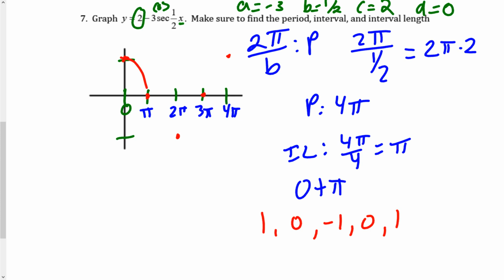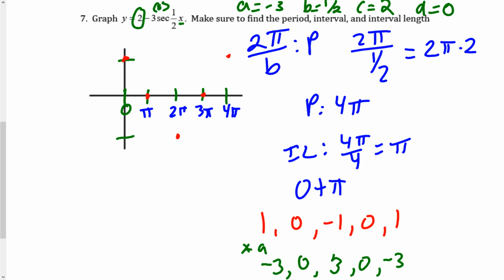So then our graph would look something like this, right? That's cosine. And then what we have to do is multiply by our a. So I'm just going to take that out. We multiply by our a. That becomes negative 3, 0, positive 3, 0, negative 3.